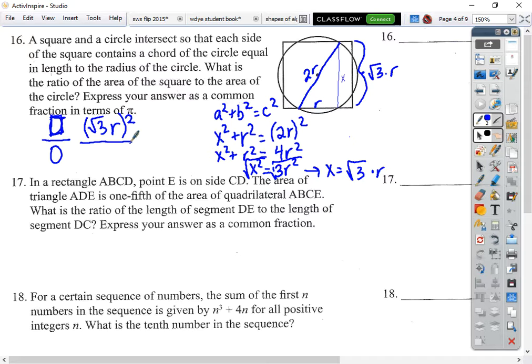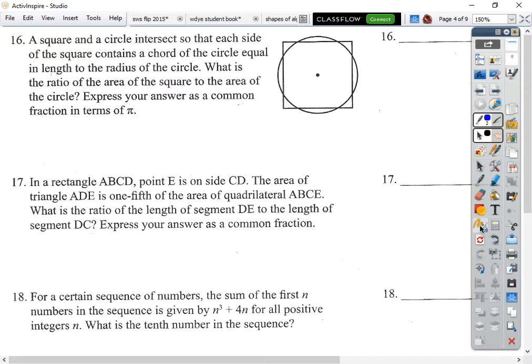And for the circle, we don't really have any dimensions, so all I can say is that it's pi r squared. So when I multiply out the top, that's just 3r squared, because the square root of 3 times the square root of 3 is just 3, and that's divided by pi r squared. Well, the r squared just cancels out. So we're left with 3 over pi. So our answer up there is 3 divided by pi. Okay? Let's look at the next one.